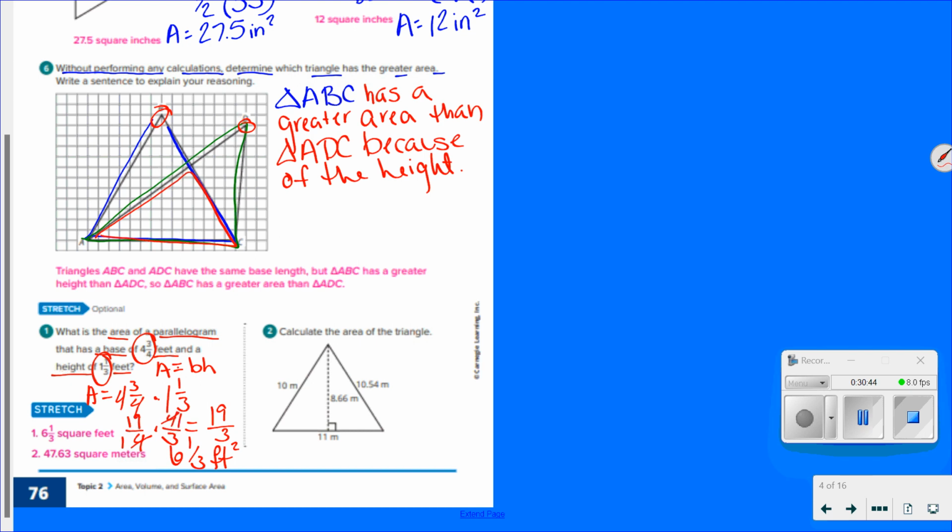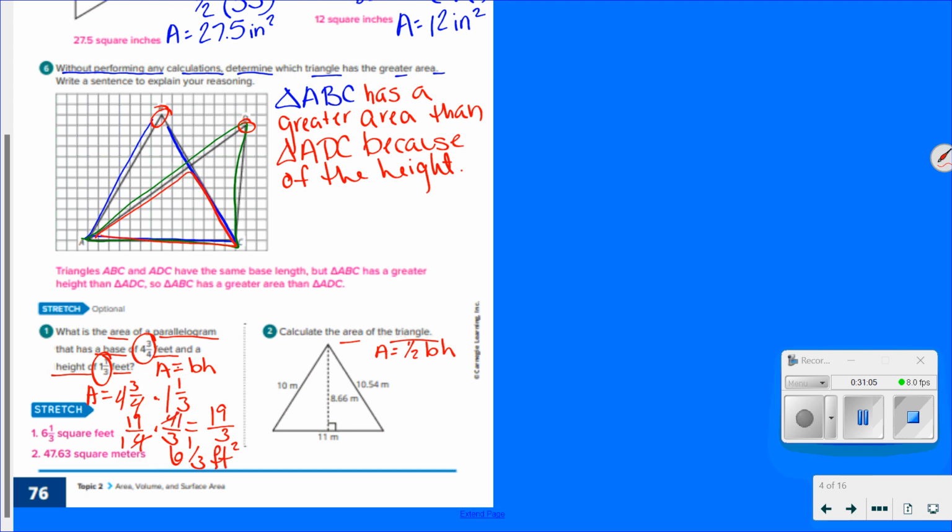Make sure you have your unit. Yep, I have feet squared. Number 2, calculate the area of a triangle. What is our area formula for a triangle? Yes. 1/2 base times height.